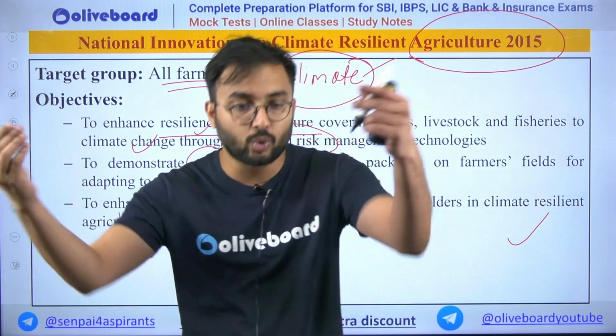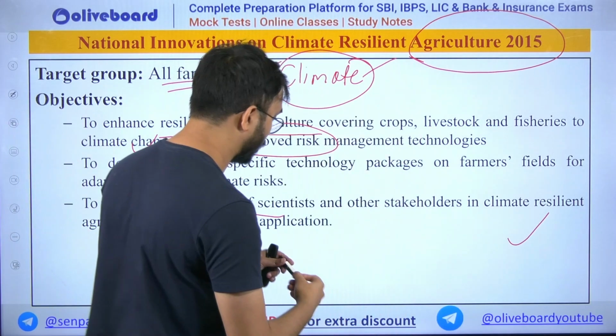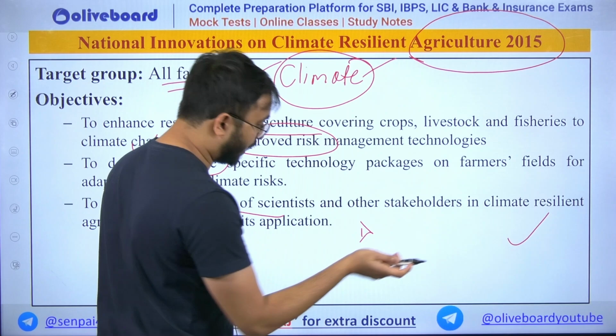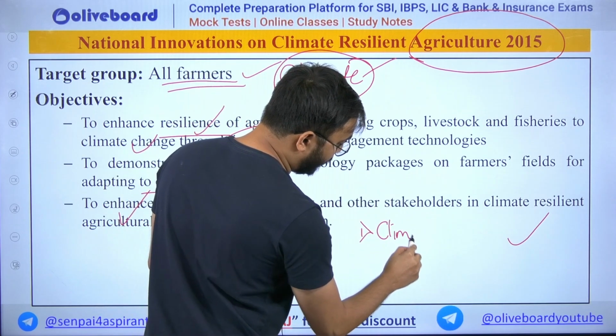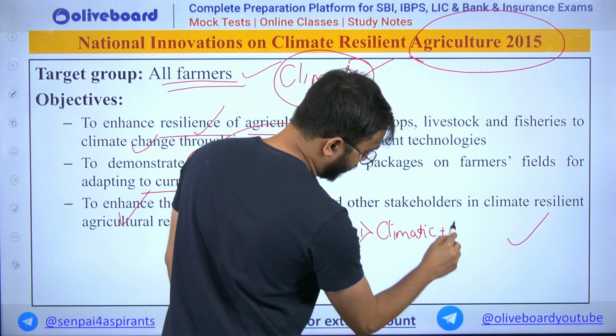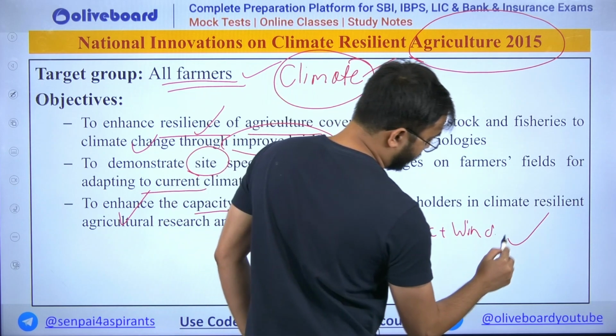Now, how do all these problems affect agriculture? Yes, I'll tell you. First, of course, they affect agriculture as they change your climatic and wind systems.